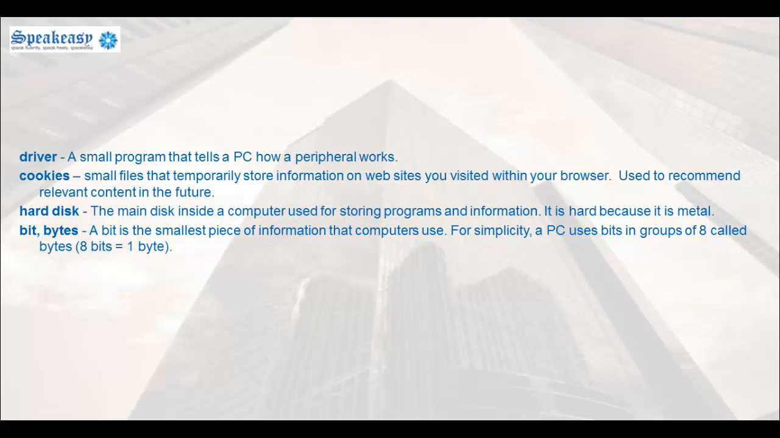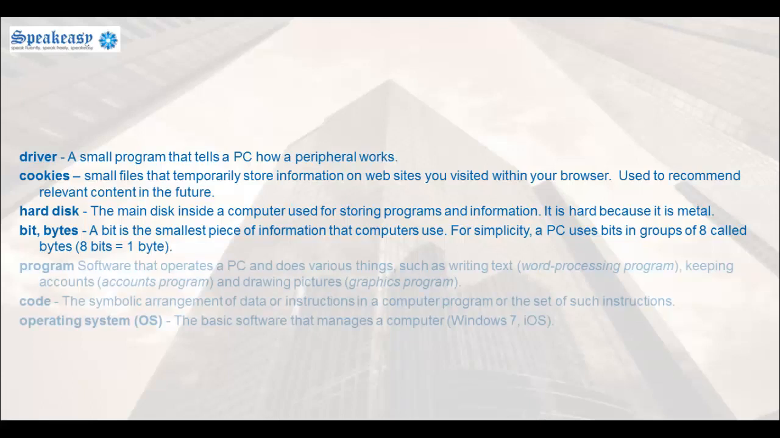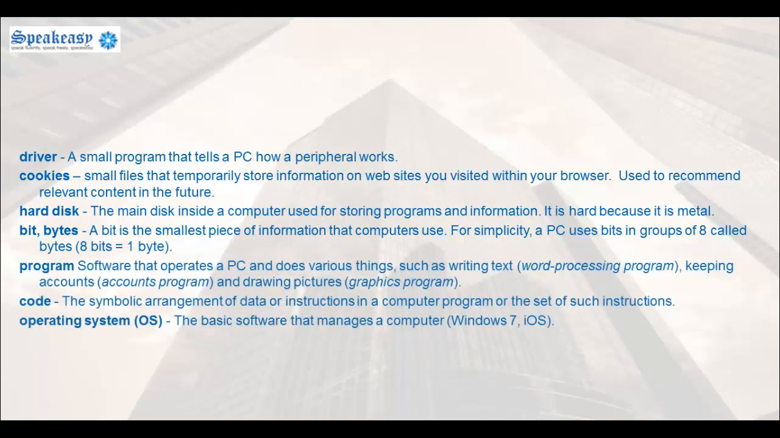Bit or bytes. A bit is the smallest piece of information that computers use. For simplicity, a PC uses bits in groups of 8, called bytes. So 8 bits equals 1 byte. Program. Software that operates a PC and does various things such as writing text, word processing program, keeping accounts, program, and drawing pictures, graphics program.